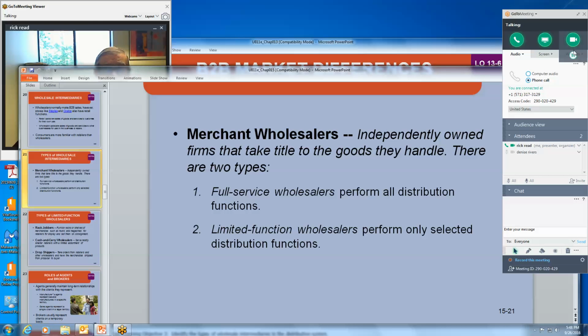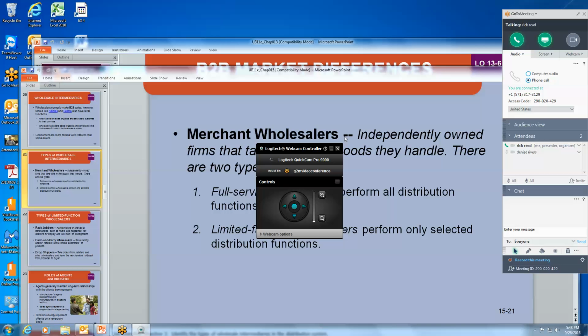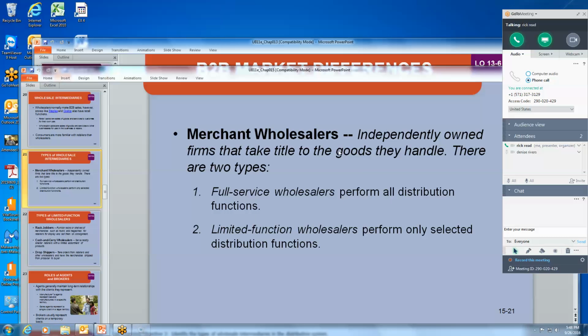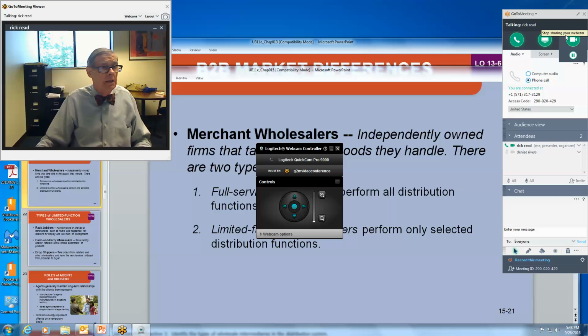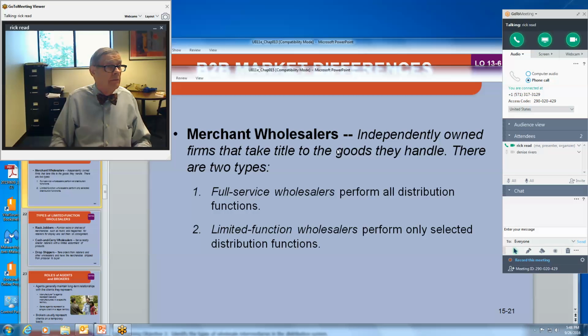Now, we have several different types of wholesalers. We have merchant wholesalers. These are folks that own their own business. They're not owned by someone else. And they actually own the goods, take title to them. And we have 2 types: full service and limited function. Full service, they do everything within the distribution channel. Limited function, exactly what it says. They're only going to do certain things.